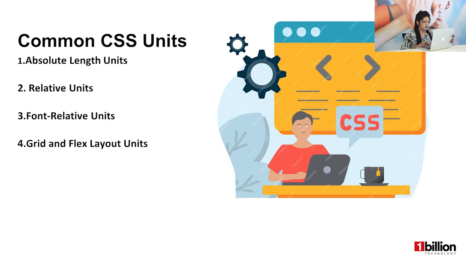Font-relative units are specifically related to typography, and they include ex and ch units. And grid and flex layout units are essential for creating flexible grid and flexbox layouts, and they include the units fr and auto. These categories offer different ways to size and position the elements on a web page, providing flexibility and adaptability.